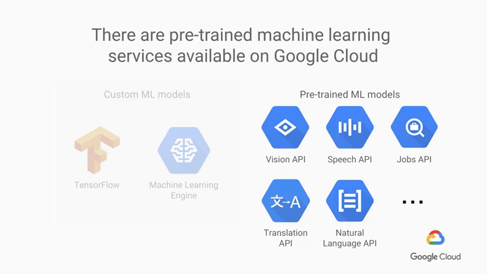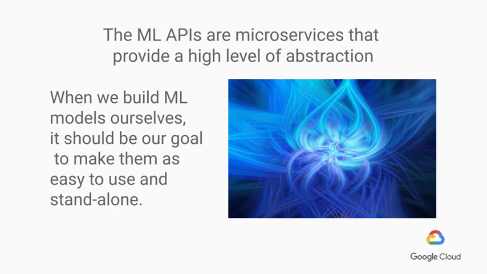As machine learning matures, many of the reusable tasks will be available in pre-trained form, whether it's vision or speech. A key point that these machine learning APIs teach us is that we want to take our machine learning models and make them just as easy to use. In this case, all of the machine learning APIs were REST APIs. They were microservices, and they provided a very high level of abstraction.